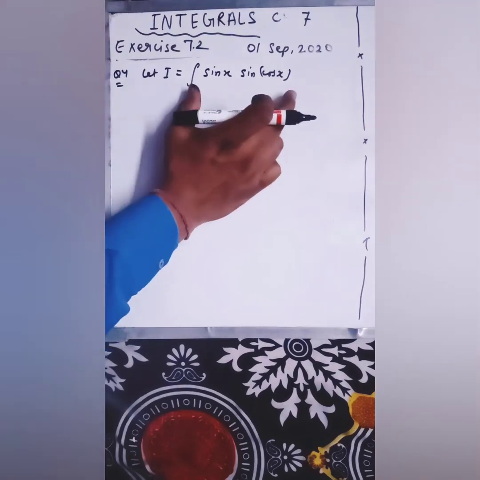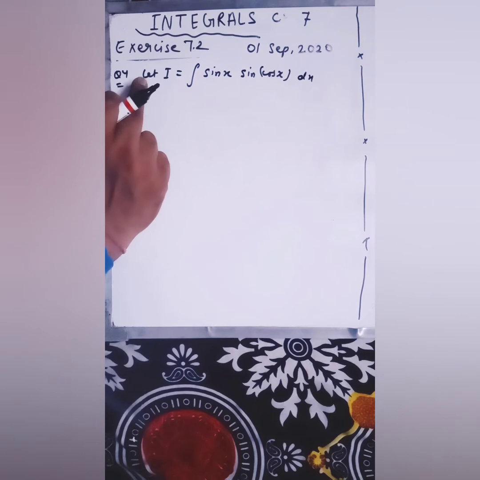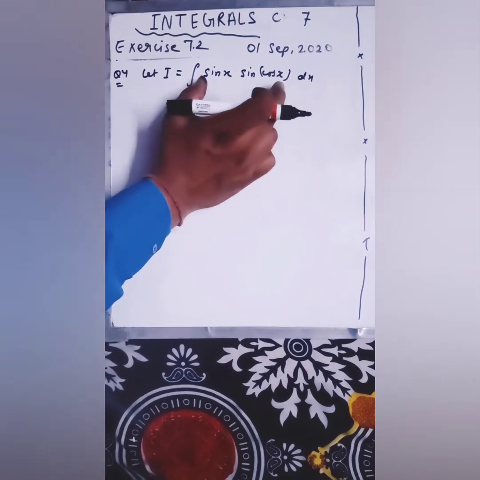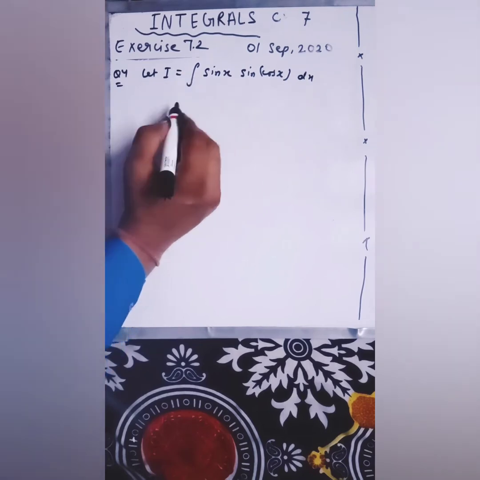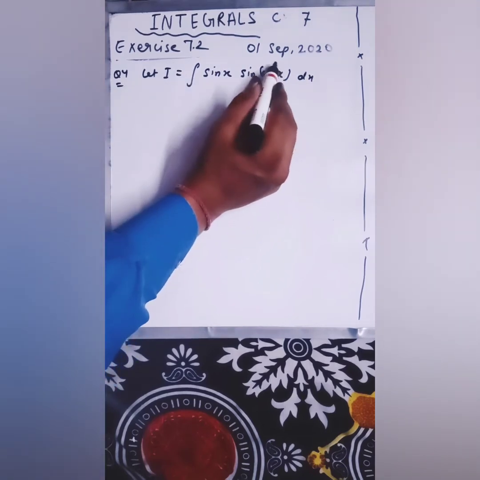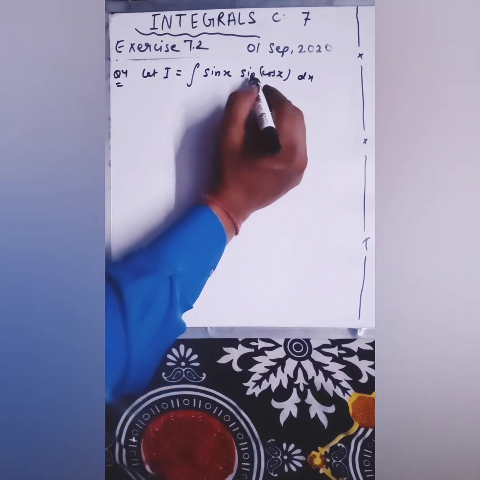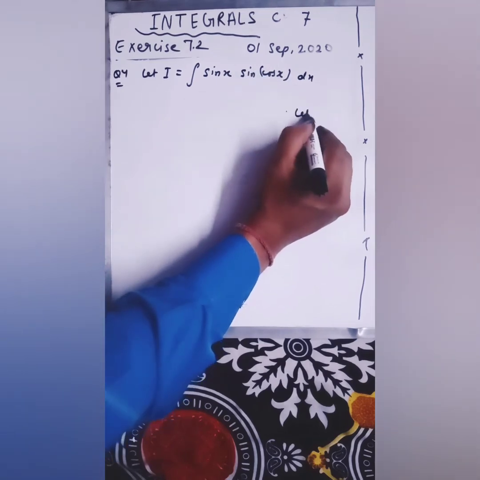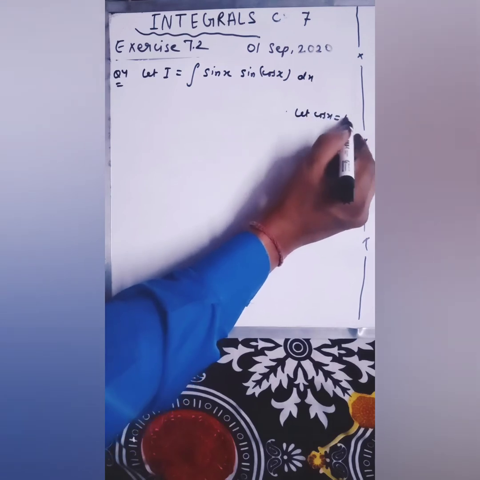Now see, this is your question number 4. Okay, so I'm writing I is equal to this, which is given to us, and we have to put the sign of integration and dx. Now what you have to do, we are assuming that cos x is the angle of sin x. So we are assuming that let cos x be equal to t.